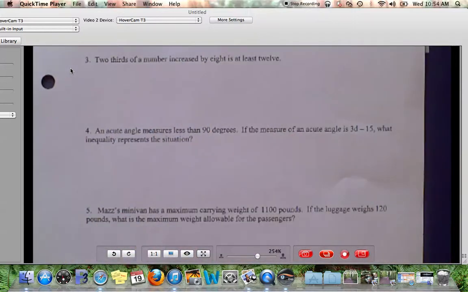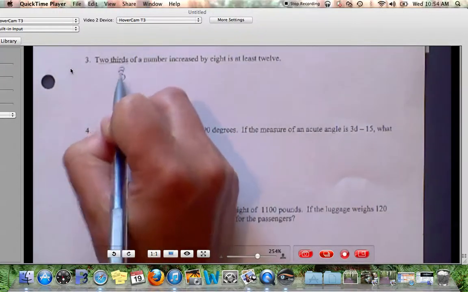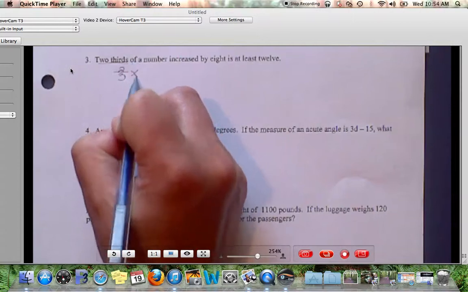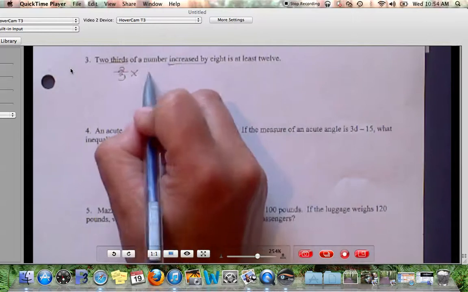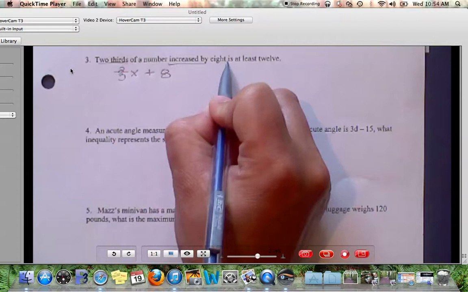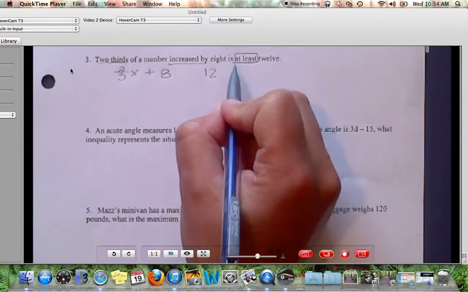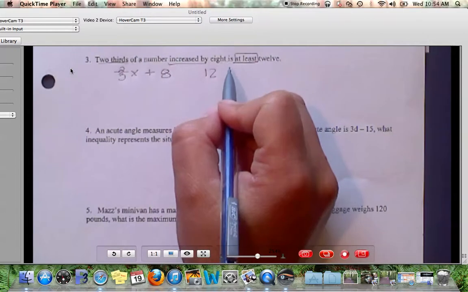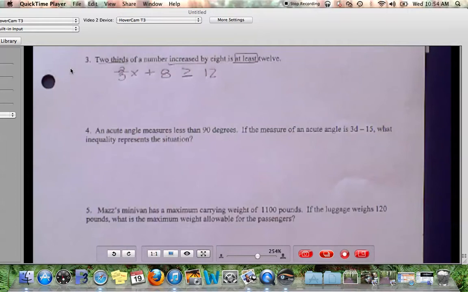Okay, let's see how you did. 2/3 of a number, times a number, increased by means plus 8, is at least 12. So let's put the 12 on the other side. At least 12. That means it has to be 12 or bigger than 12. So that means it should be greater than or equal to 12. Did you get that sign right there? Then we'll go ahead and solve this.